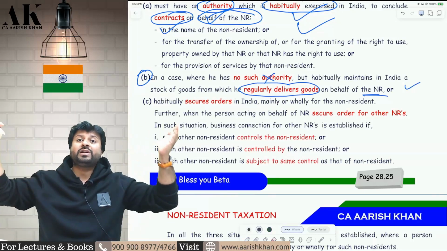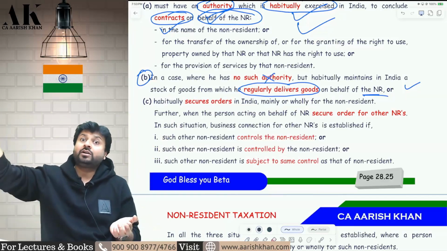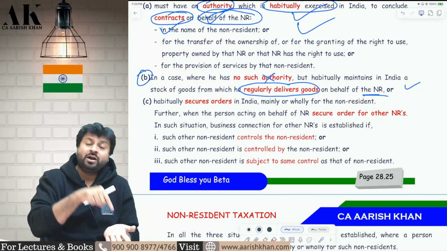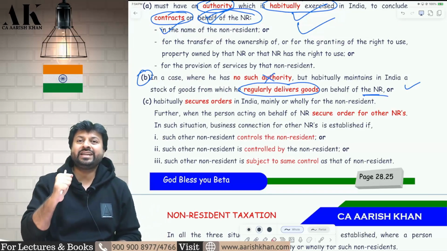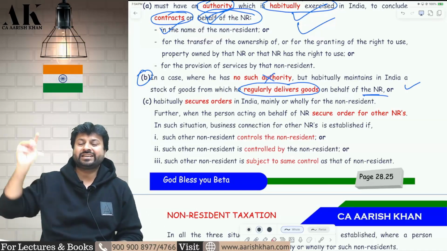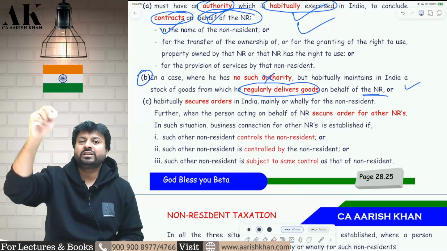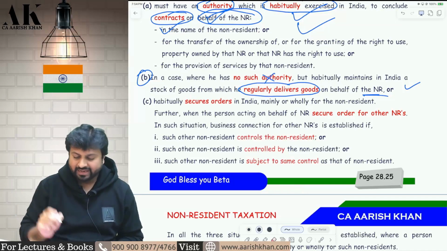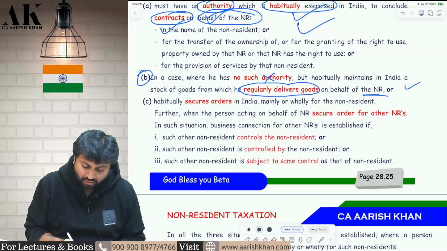So earlier what used to happen? Only a physical location of a non-resident in India was subject to tax. A non-resident needed to have a branch in India, an office in India, a factory in India. Now, even a single person who has an authority in India to conclude contracts on your behalf will amount to business connection. Even a single person who is delivering goods on behalf of you is also a business connection.